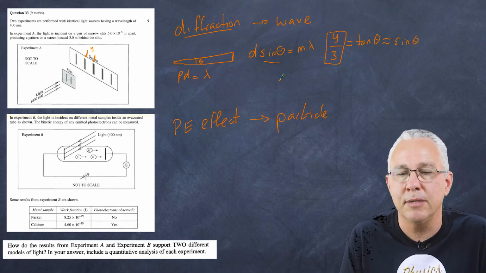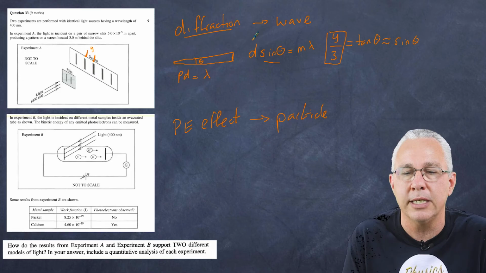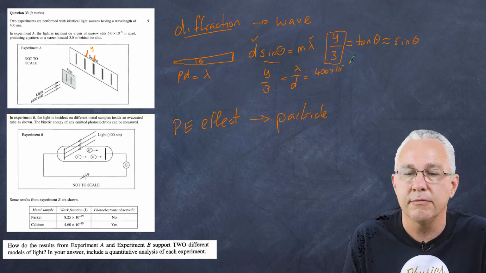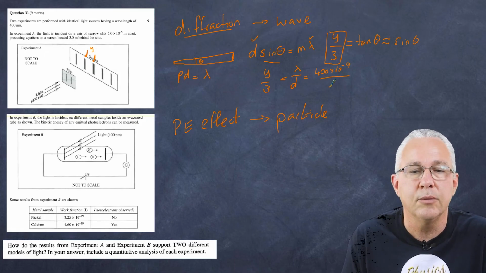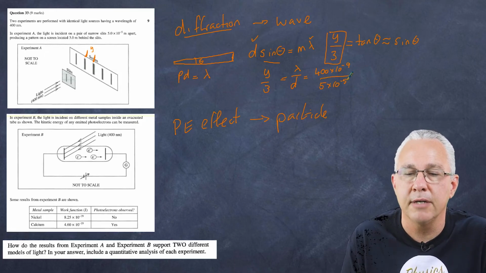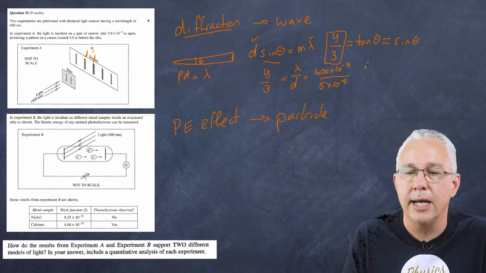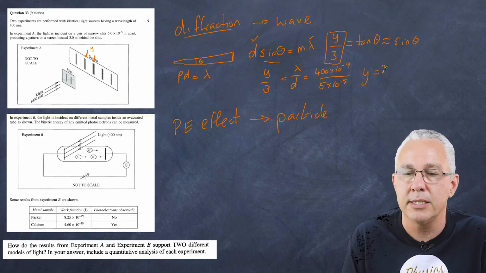Now I have the ability to work out what y is because I know d and I know lambda. And so what I get is y over 3, which is our sine theta, is equal to, now m is 1 in our case, and we have lambda divided by d, and of course lambda is 400 nanometers, so that's 400 by 10 to the power of negative 9, divided by d, which is 5 by 10 to the negative 5, and you can see I can now work out y, and if you do the calculations you'll get y is equal to 2.4 centimeters.